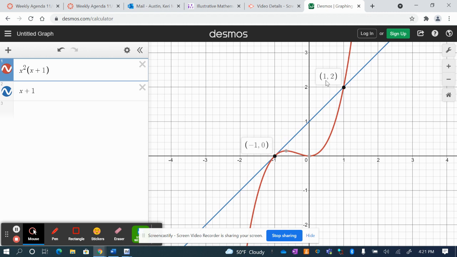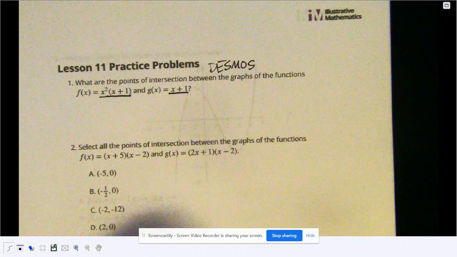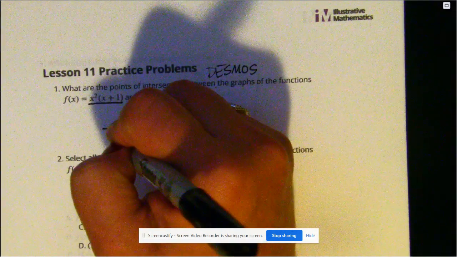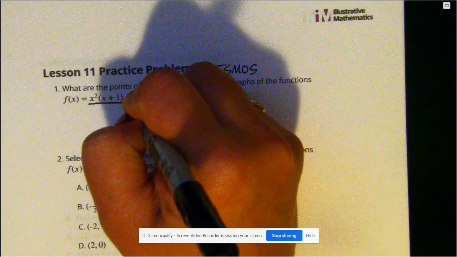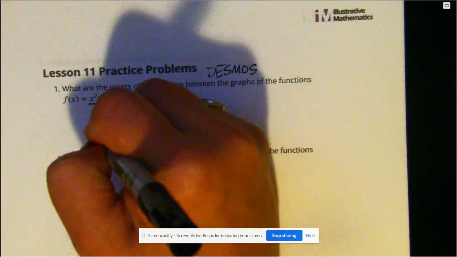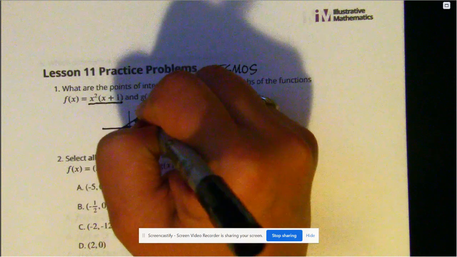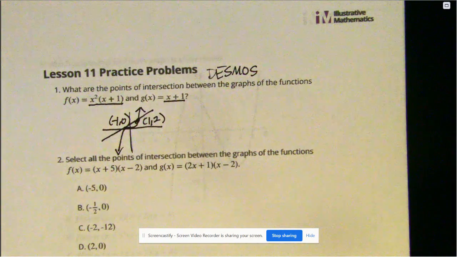If I plugged a 1 in for x, it would spit out a 2. If I put a 1 in right here, it spits out a 2. If I put a negative 1 into this function, it will spit out 0 for the output. I'll put a negative 1 in there. Okay. So I could kind of show myself what that looked like too. One, 2, and negative 1, 0.